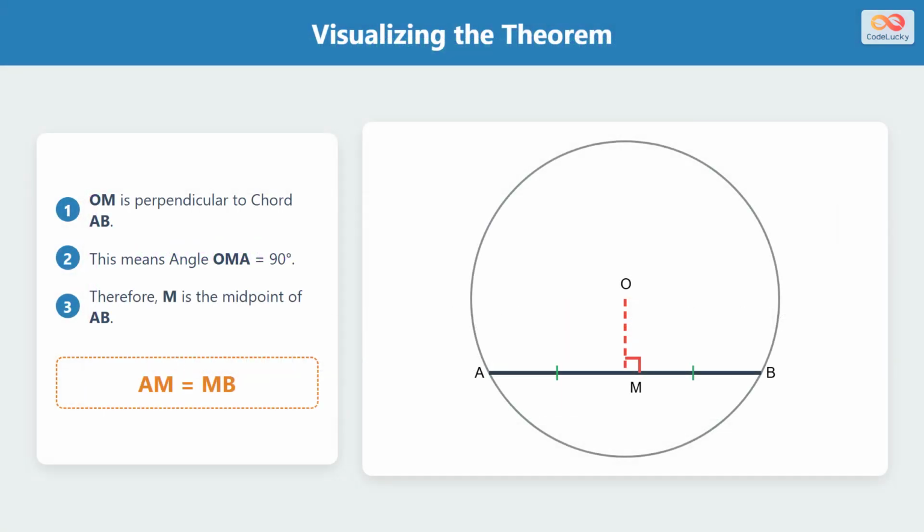Let's look at this visually. Here we have a chord AB and center O. The line OM is perpendicular to the chord. Because of this 90-degree angle, the length AM becomes exactly equal to BM. M becomes the midpoint.